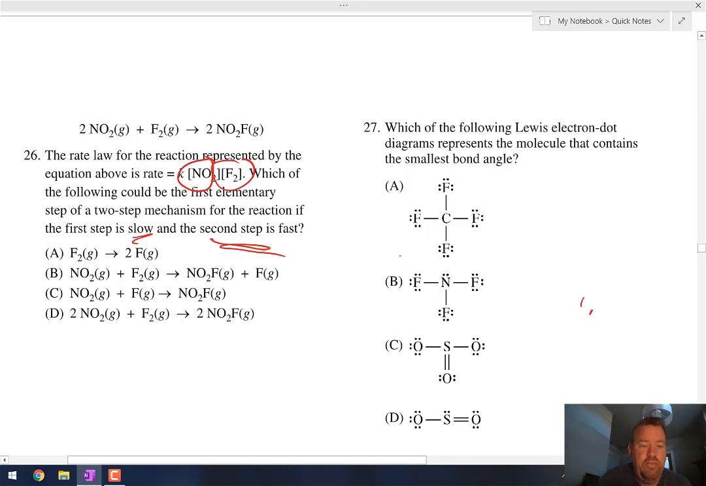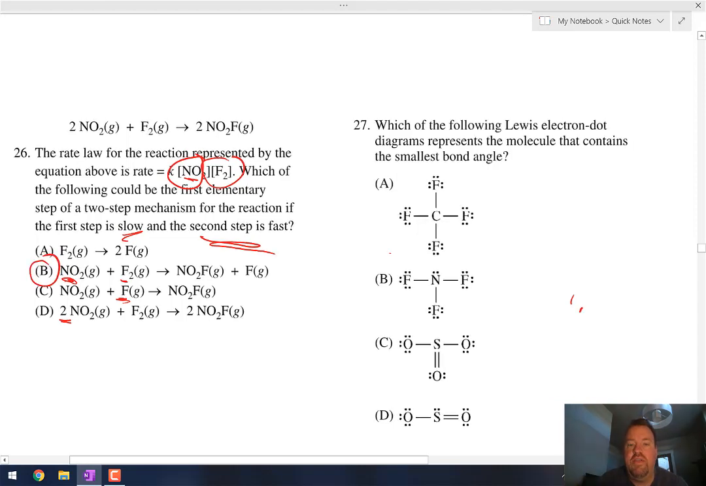So A is not correct because it doesn't have NO2 in it at all. B looks like the correct answer because it has NO2 and F2. C is incorrect because it only has F, not F2. And D is incorrect because it has that 2 in front of the NO2. So B is the correct response.